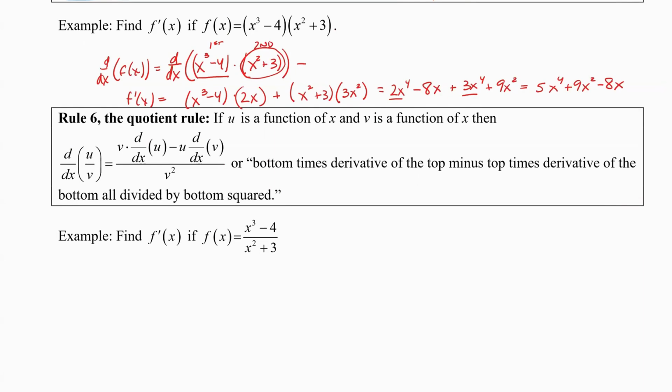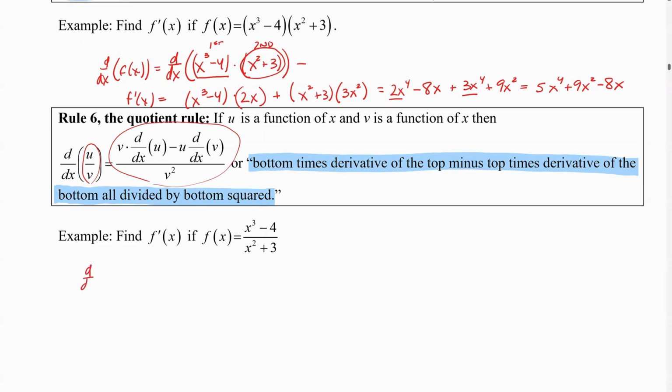Okay, rule number 6, the quotient rule. Again, we've got a derivative, but this time it's a function divided by a function. And look at how messy this symbol is. You can look at that. I'd rather have you, again, memorize it using words. It is the bottom times the derivative of the top minus the top times the derivative of the bottom all over the bottom squared. Let's see this in action.